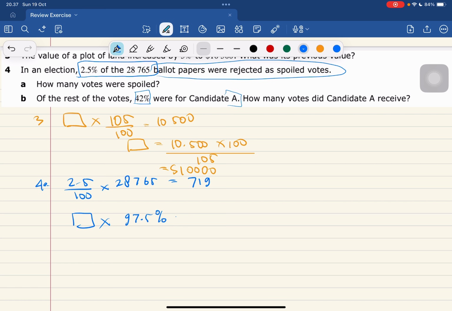So over equal to 28765. So what was going to be 28765 times 100 divided by 97.5. So 28765 times 100, and we divide by 97.5. So it's going to be 29,500.